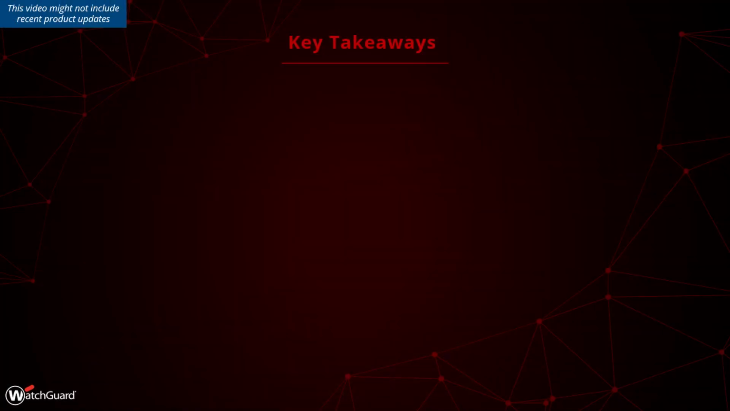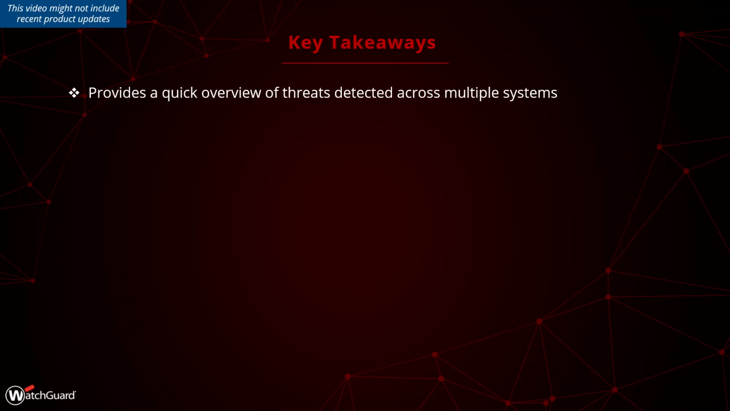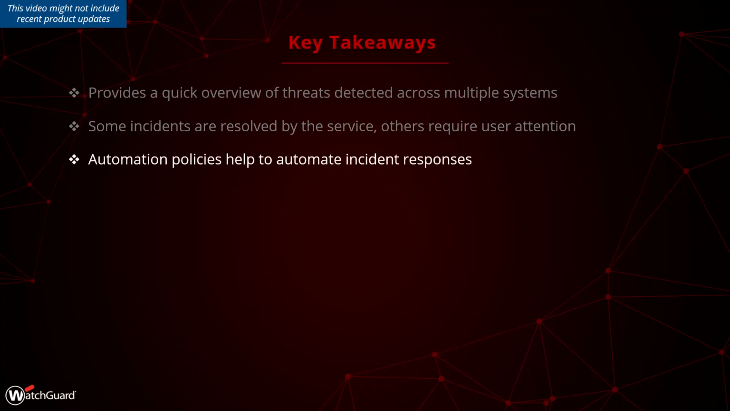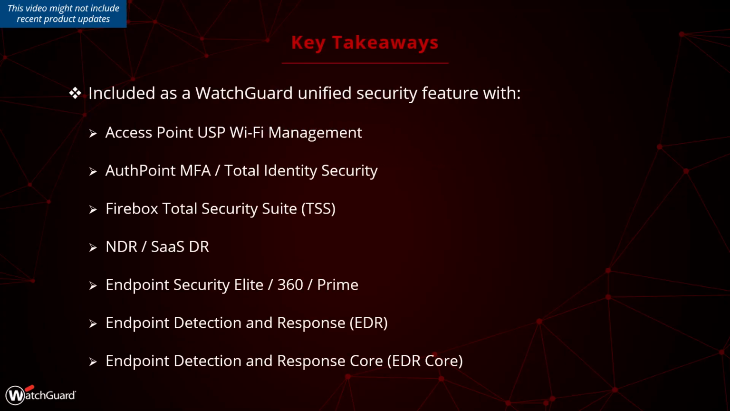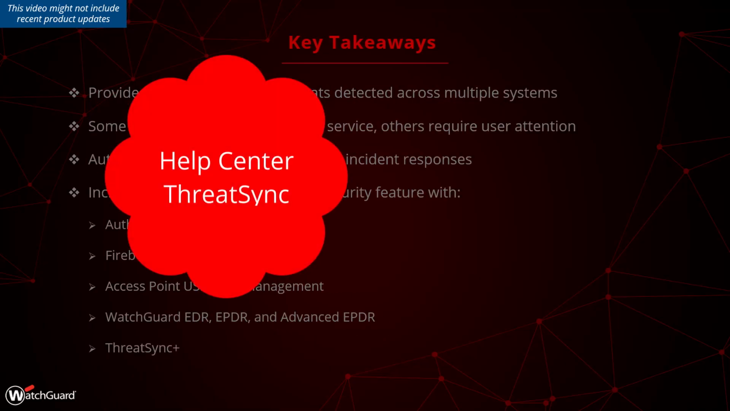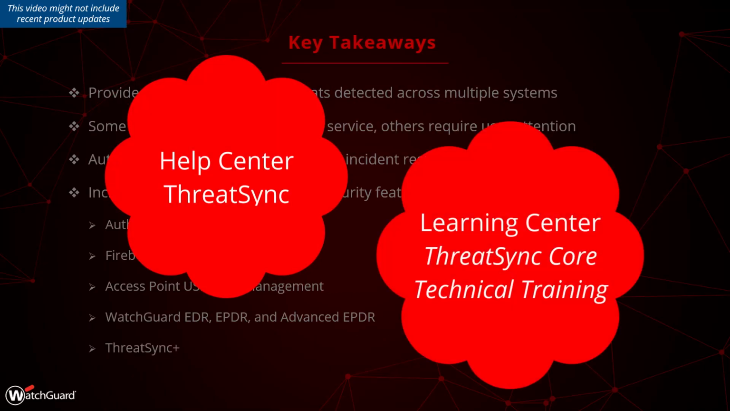Here are some key takeaways. ThreatSync provides a quick view of threats across multiple systems, and many incidents have been taken care of by the service, while others require your attention. Use automation policies to help you automate incident remediation. ThreatSync is a WatchGuard unified security feature included with these licenses. More details can of course be found in the WatchGuard Help Center, but also by watching the useful videos available around ThreatSync.